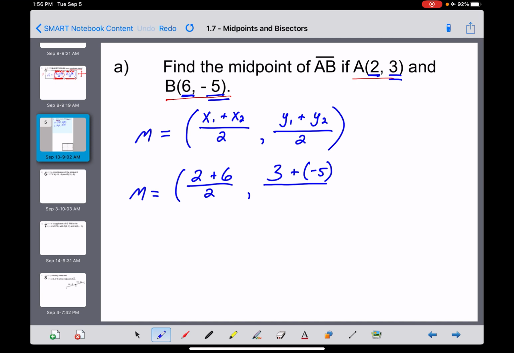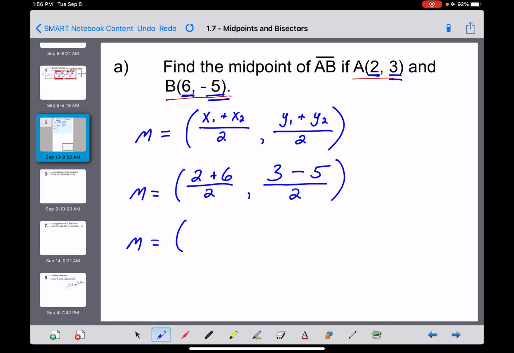So it would be correct to write 3 plus negative 5. But you guys can maybe save yourself a little bit of time. Rather than adding a negative, you can just put a minus 5 right there, and that'll get you what you need a little bit faster. Again, all divided by 2. So a little bit of simplification right now.